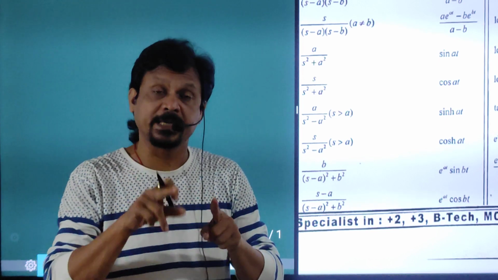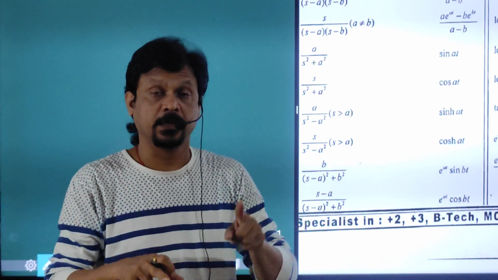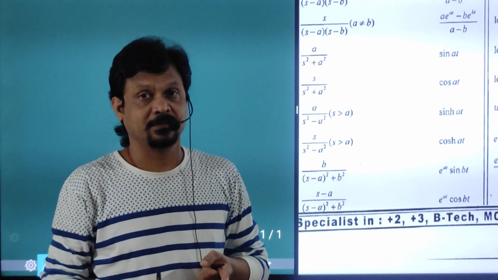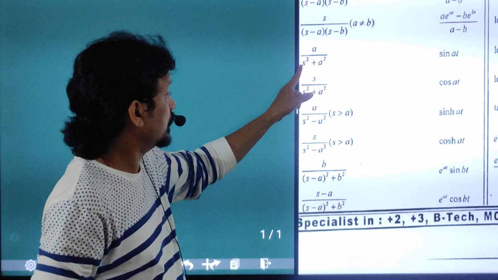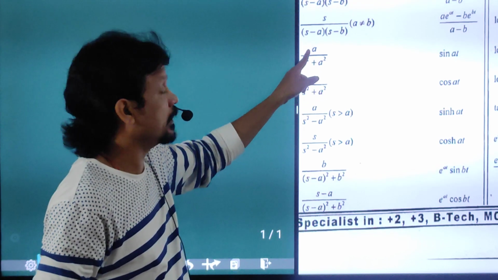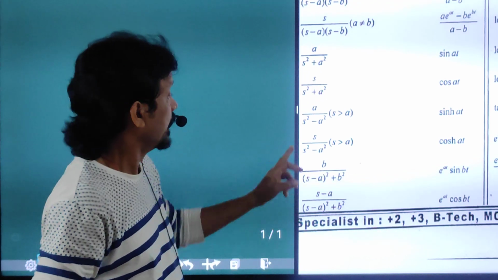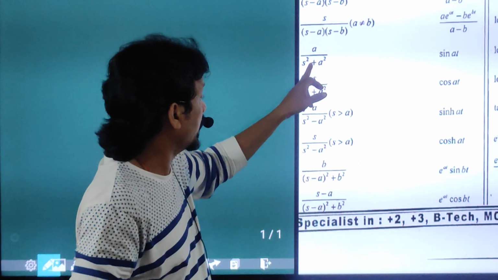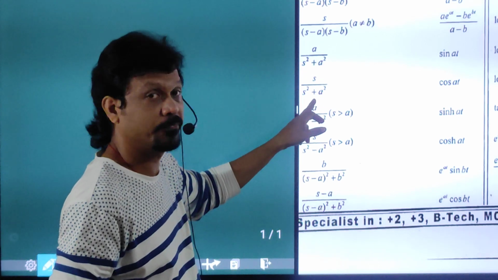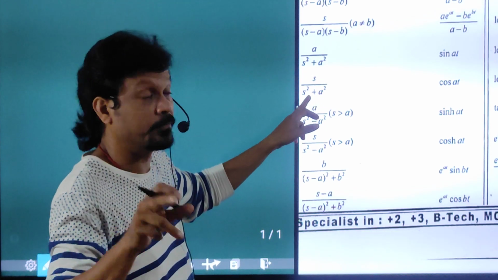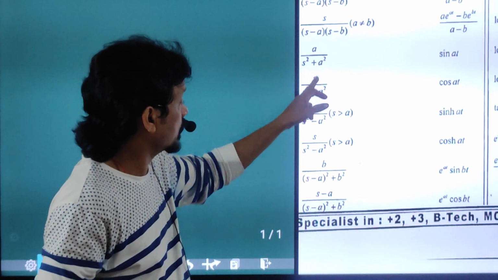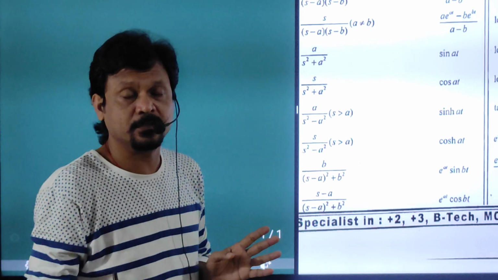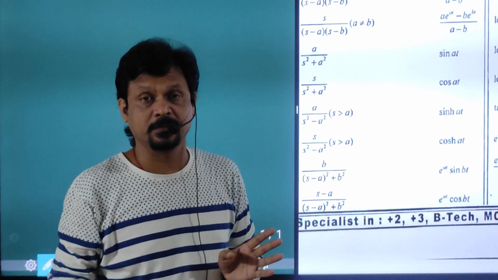One is the square of s, another is the square of a. And see, in the numerator, either s is present or a is present. Clear? Again, in the denominator, in between s square and a square, either a minus sign is there or a plus sign is there. And always remember, the variable is first and the constant is kept second. These are the tricks which you should remember in your mind.